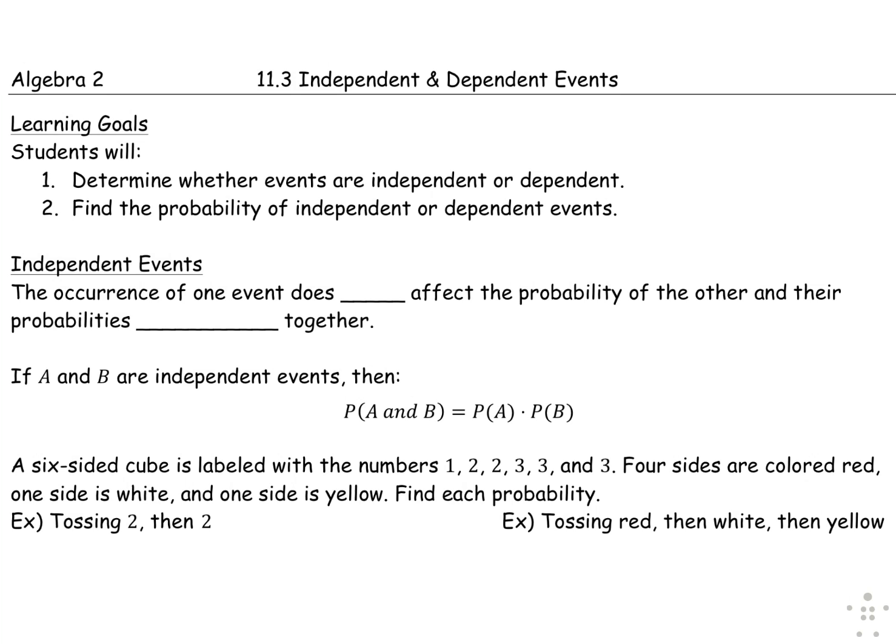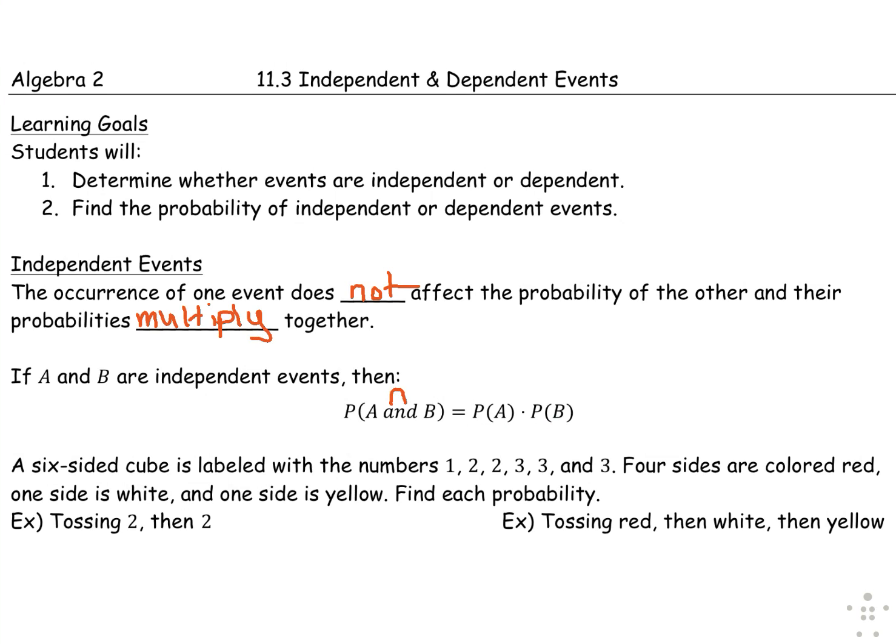This video is about independent and dependent events. Jumping right in regarding independent events, the occurrence of one event does not affect the probability of the other, and their probabilities multiply together. The formula, where the symbol for "and" is the upside down U with no tail on it, is equal to the probability of the first event times the probability of the second event.